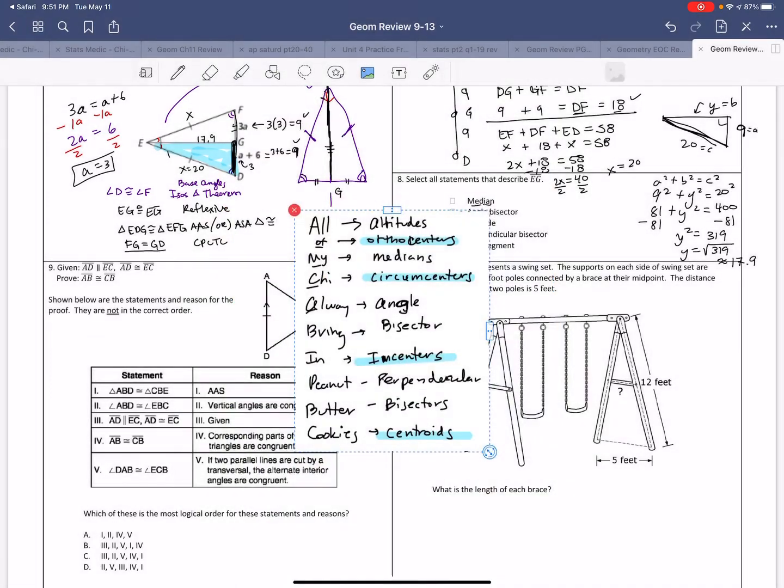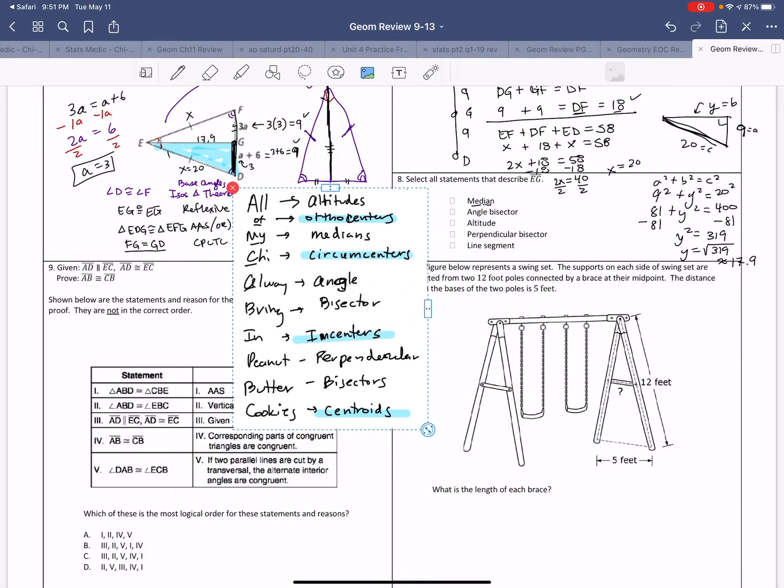My types of center here. Okay, so select all that apply. Would this be an altitude? Yes, so I'm going to pick altitude. Would this be a median? A median is find the center, trace to the opposite side. That's definitely the center, so I'm going to say yes to my median. Is it a perpendicular bisector? This definitely cuts that segment in half at a 90, so I'm going to say yes, perpendicular bisector.